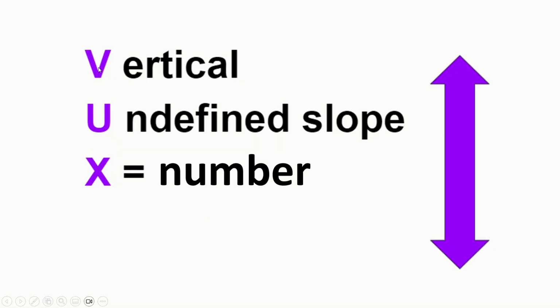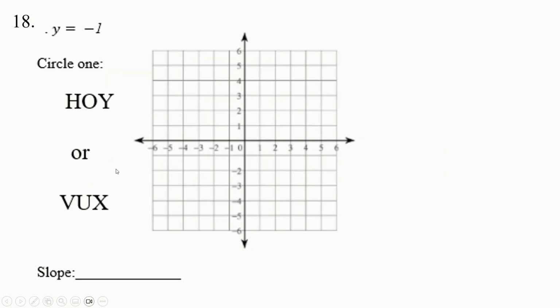VUX. If it's vertical, it is an undefined slope, meaning it's a straight vertical line, up and down. And it's x equals a number. So if it's an up and down line, it needs to be x equals.